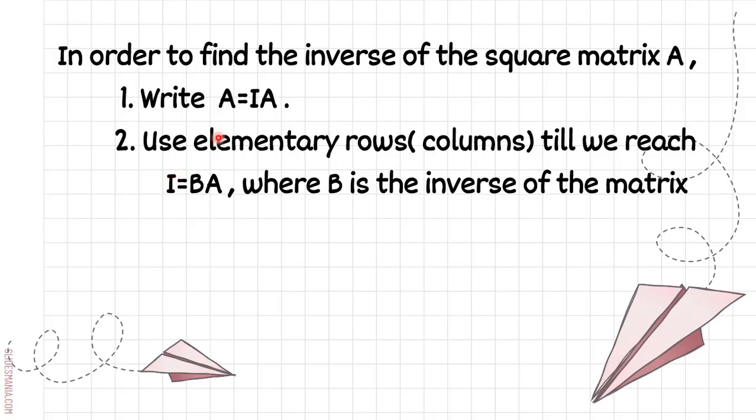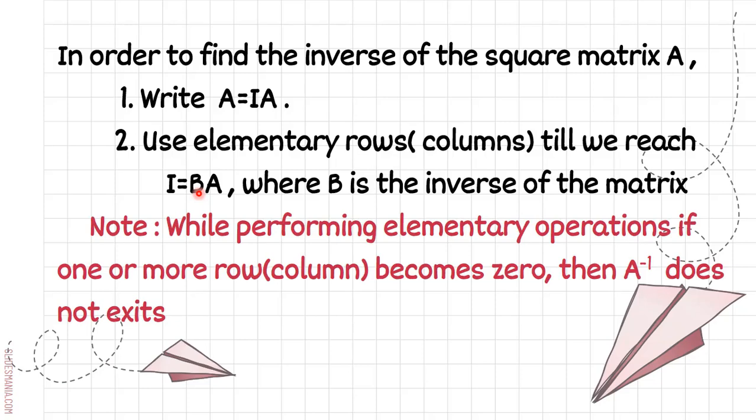When you perform these operations, your A becomes I, and at the same time your identity matrix becomes B, and then the multiplication of B and A is the identity matrix. That implies B is the inverse of matrix A. Make sure that while performing the elementary operations, if one or more rows or columns become 0, then in that case A inverse does not exist.